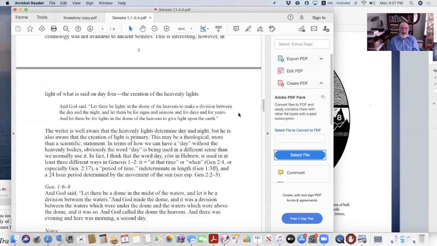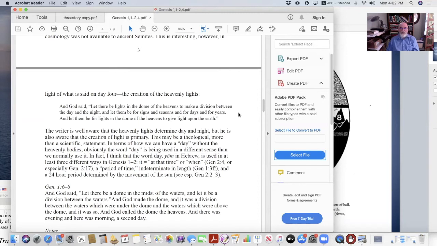Sometimes it means at that time or when. Genesis 2:4, for example, in the day the Lord made the heavens and the earth. Well, he didn't make it in a day. There were 6 days of creation, but bayom simply means in the day or when. Sometimes it simply means when. Genesis 2:17, in the day that you eat of the tree of the knowledge of good and evil, you will die. Well, he didn't die in that day, but it simply means when.